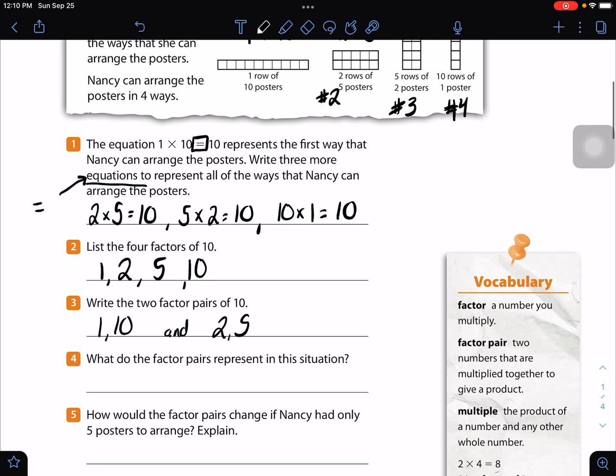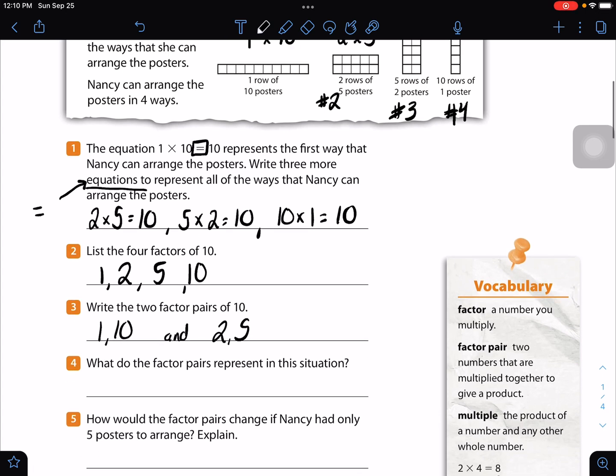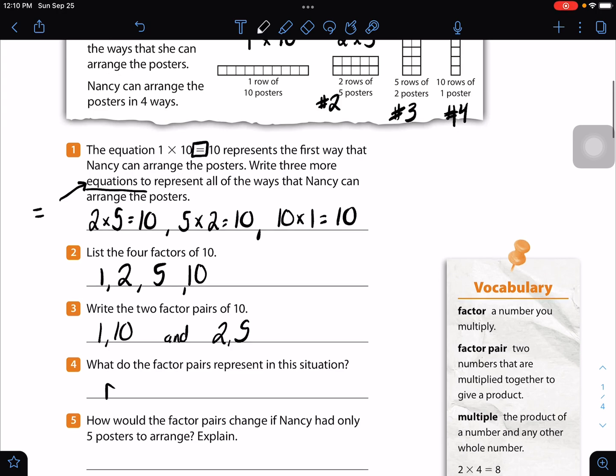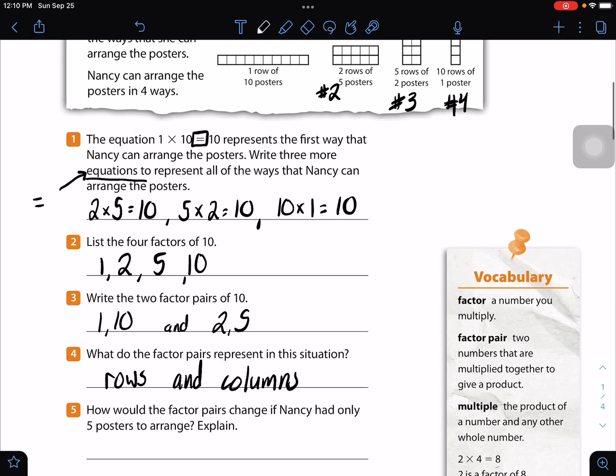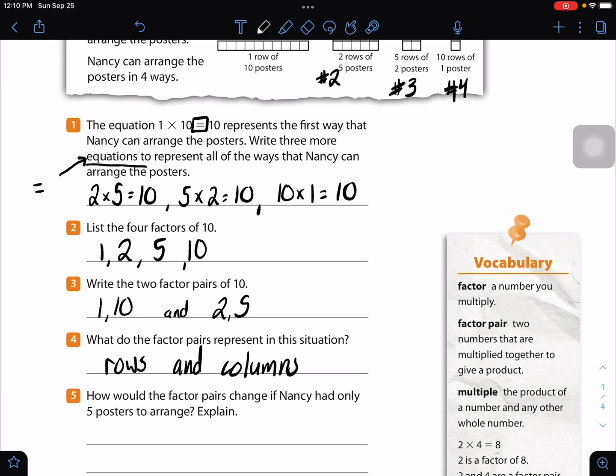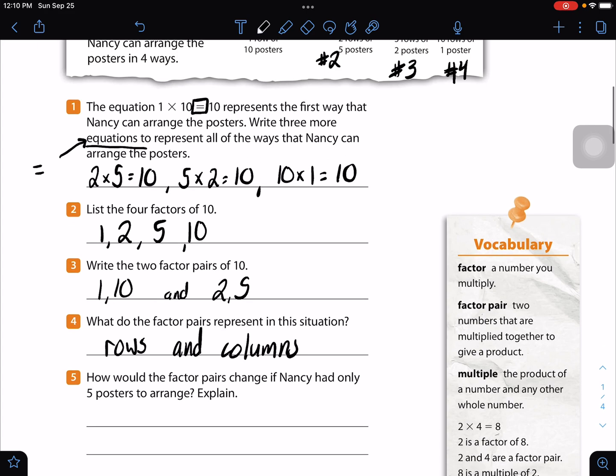And it says, what do the factor pairs represent in this situation? Well, it represents the number of rows and columns that she's organizing those posters. So how would the factor pairs change if Nancy had only 5 posters to arrange? Well, if we think, the only numbers that multiply to 5 are 1 and 5, and we could flip the order around and put 5 times 1. That's it. 5 is an odd number, and nothing else multiplies to 5. That's a whole number, 1 and 5.